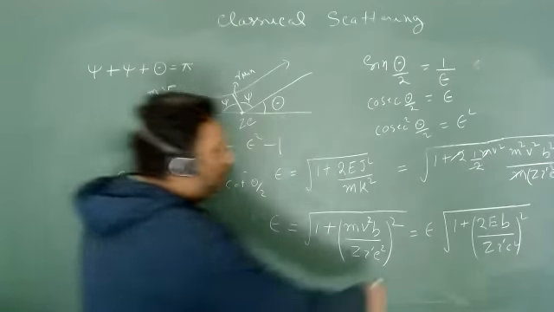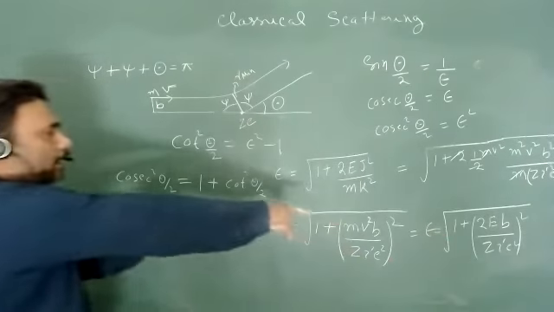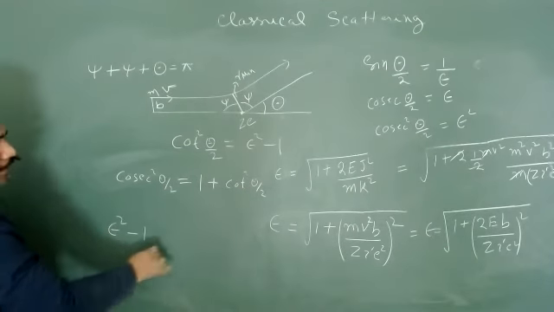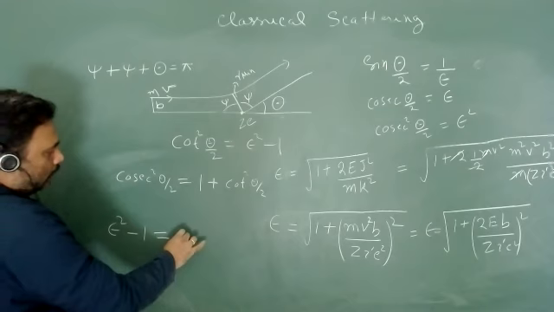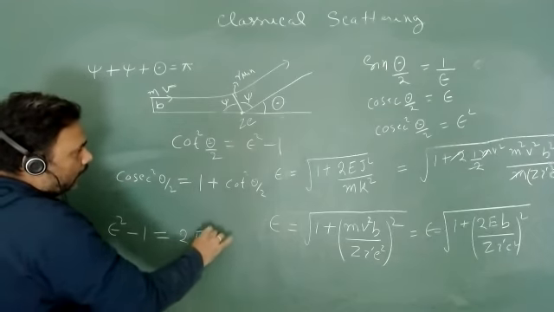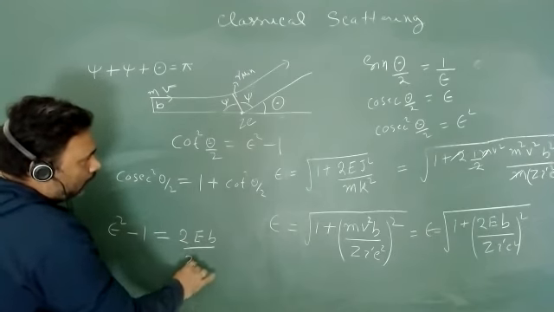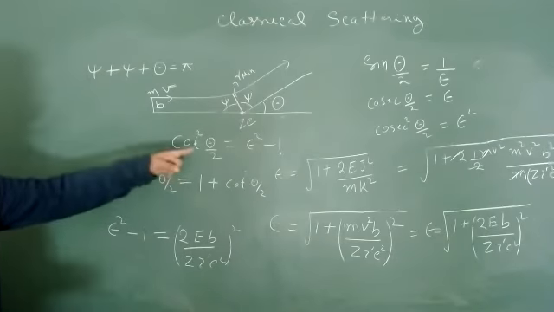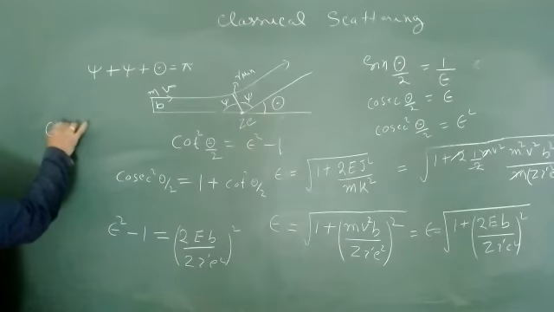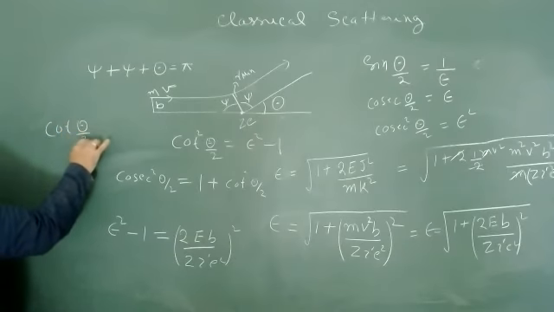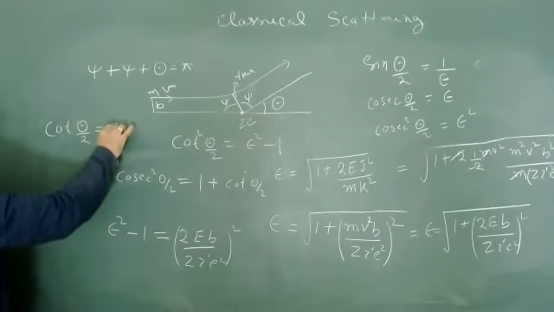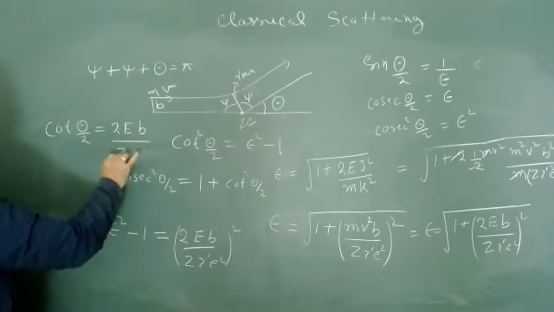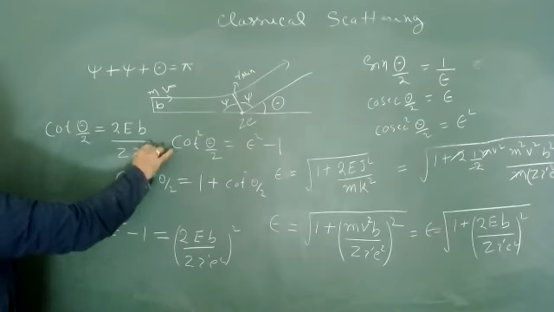Now, why have we done this? Because I can take a square root here, and we can take epsilon square minus 1. So epsilon square minus 1 is equal to 2EB upon Z dash e square, whole square. So we can easily write cot theta by 2 is equal to 2EB upon Z dash e square.